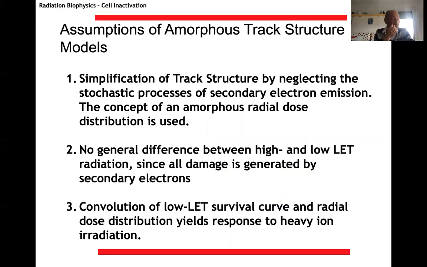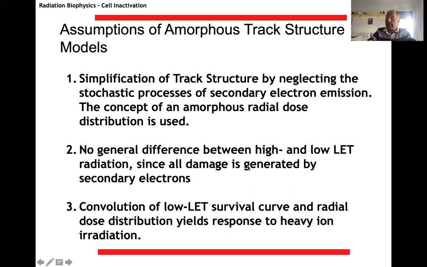So generally, to describe these behaviors, people use the amorphous track structure models. That is, you take the track structure model, not a stochastic track structure model, but the kind of track structure model that I also showed you in the physics lecture. You remember, where essentially you assume a 1/r² in the radial dose. You don't take into account the stochastic nature of the event. You don't do microdosimetry. You assume that it's like 1/r².